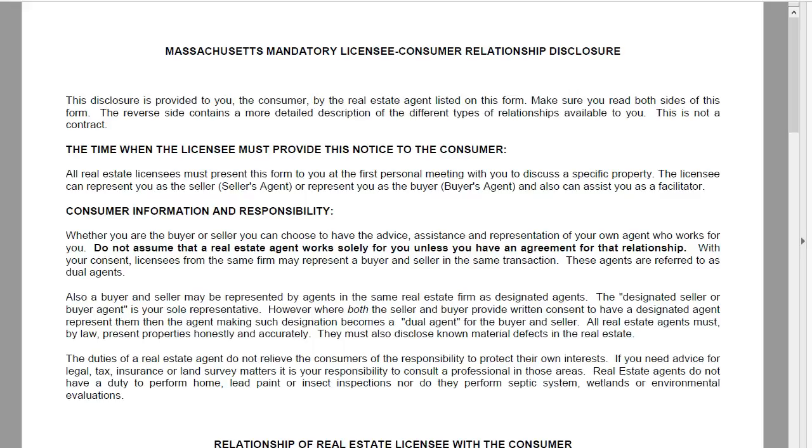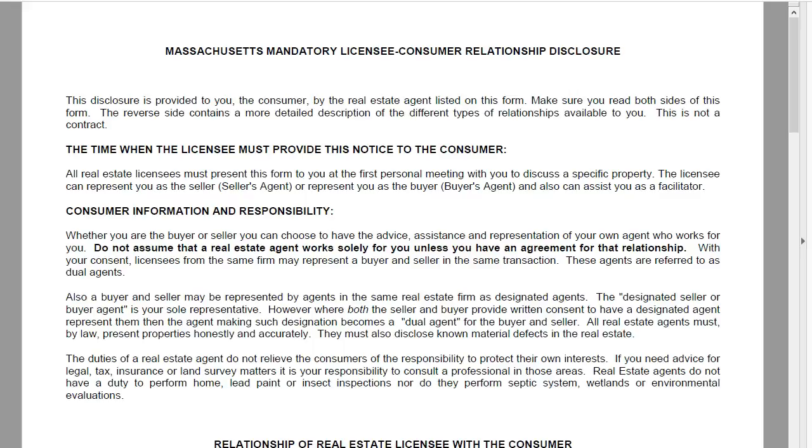Remember, if we're at a listing appointment and we're having them sign a listing agreement, then that listing agreement, the express contract, is what actually establishes the agency relationship. This is just simply a disclosure which basically informs the client what they're getting. So let's go through it. I find that a lot of agents use this on a daily basis, but it's been a little while since they've actually read the form itself. So let's take a look at it.